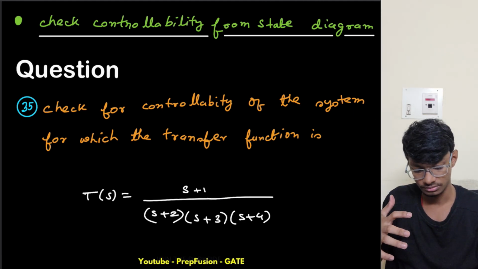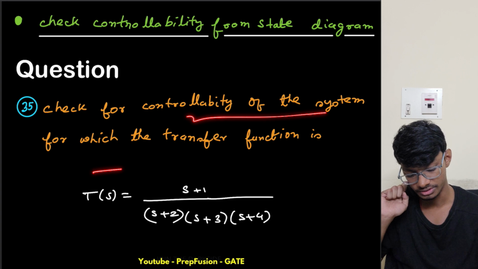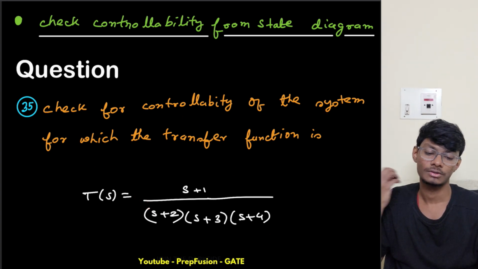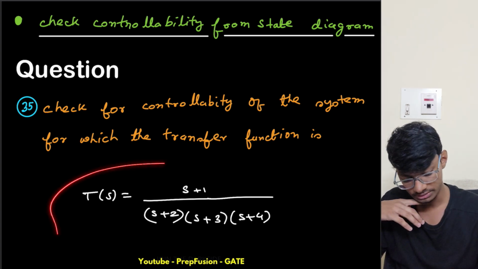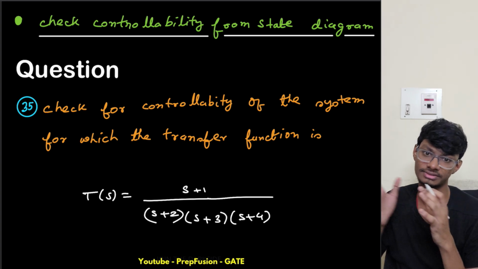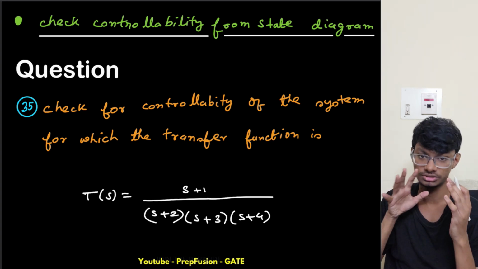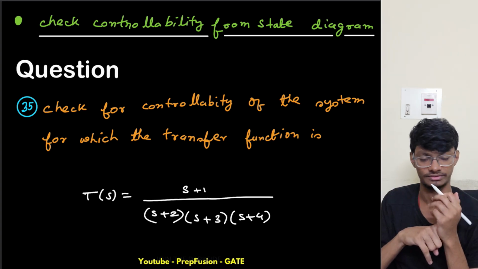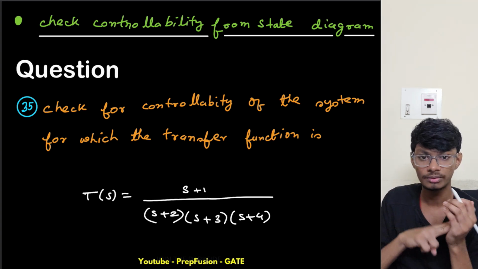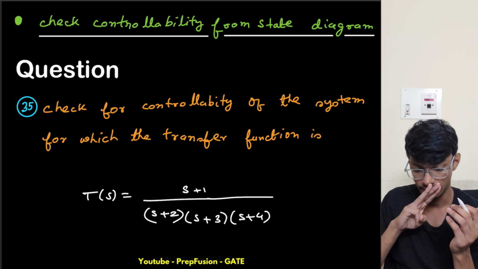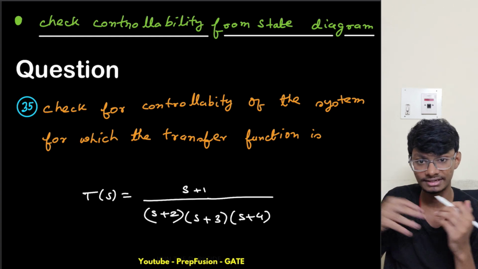So this is the first question. We have to check for the controllability of the system for which the transfer function is given. Now, when a transfer function is given, there is huge confusion, right? You have to check for controllability, so you have to write the state space representation. So how will you do it? There are multiple decompositions of a transfer function. One is the controllable canonical form, another is the observable canonical form, then there is diagonal decomposition, or you can say parallel decomposition, then there is cascade decomposition.